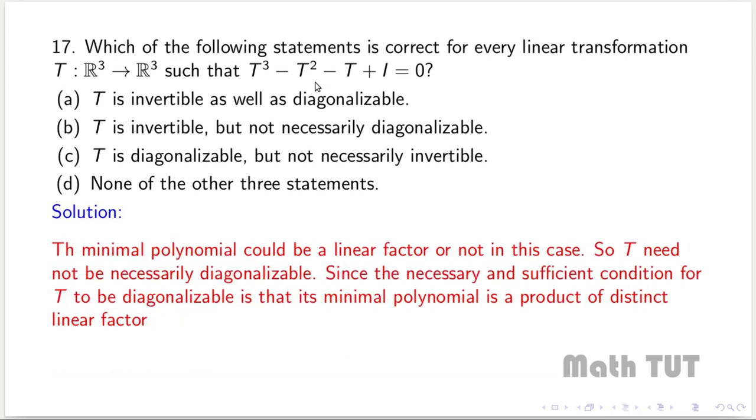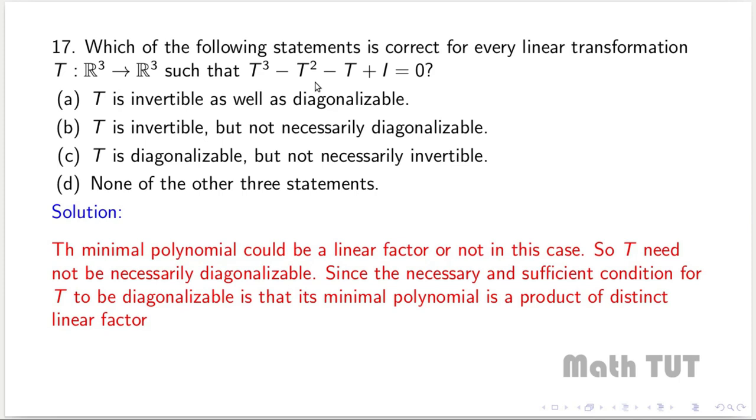Now next, we have to decide whether T is diagonalizable or not. There is one necessary and sufficient condition for diagonalizability: if the minimal polynomial of that particular operator is a product of distinct linear factors, then we can say that operator is diagonalizable. In this case, as I told you, several cases can come up for the minimal polynomial. We don't exactly know which it is. It could be x + 1 or x - 1, or (x + 1)(x - 1), or (x + 1)(x - 1) whole square.